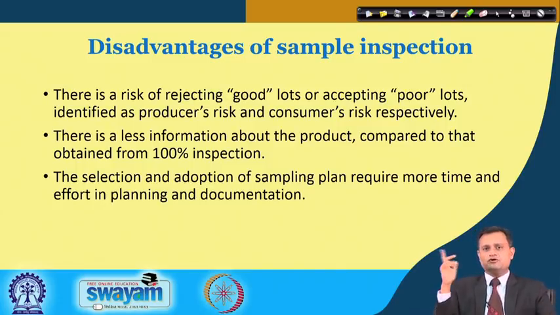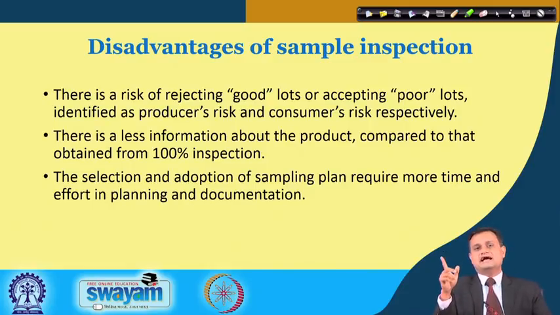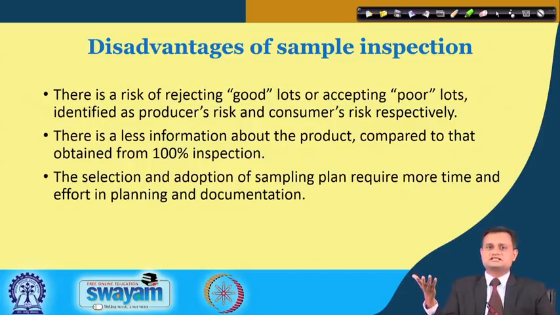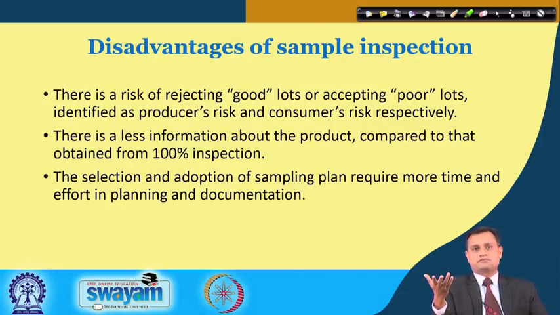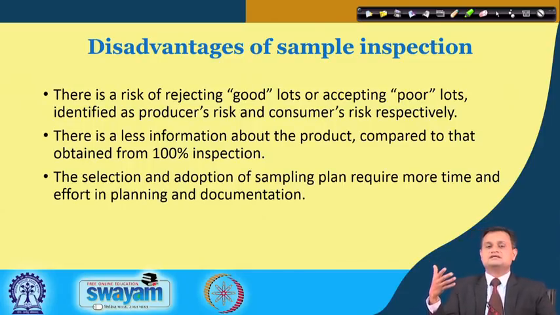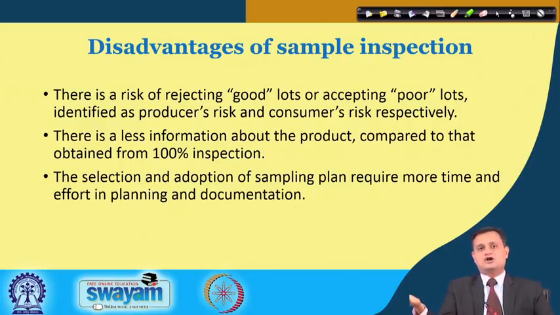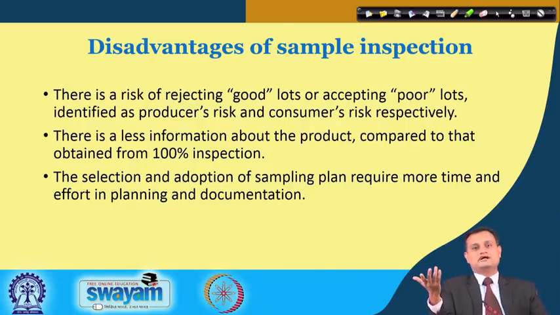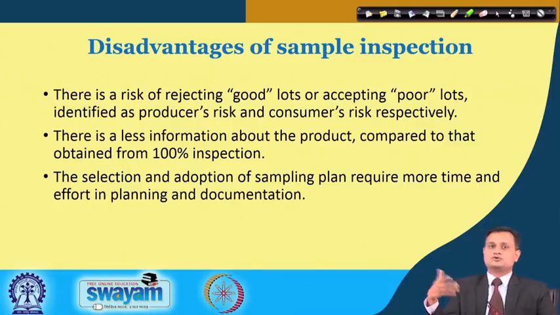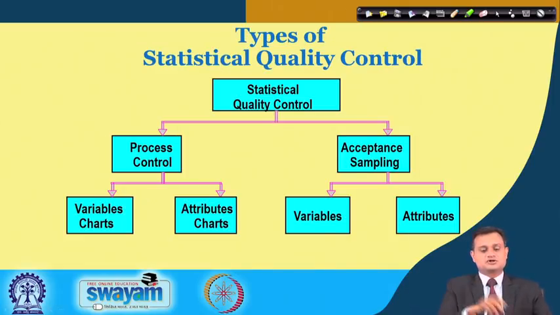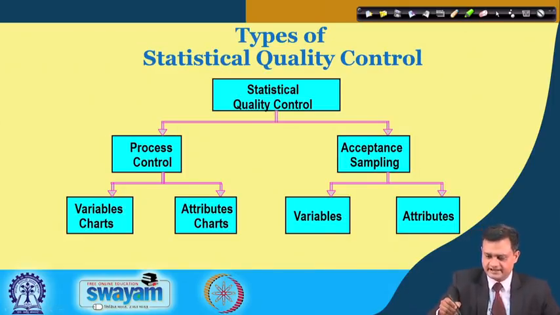But if you design your sampling plan appropriately, then you can really have better control over such decisions, and you can reduce the probability of making a wrong decision in either case, whether accepting the bad lot or rejecting the good lot, and that can really give you more or less the same confidence that otherwise you can have through 100% inspection. So let us try to see the broader domain.